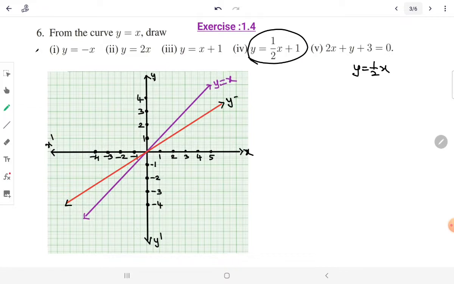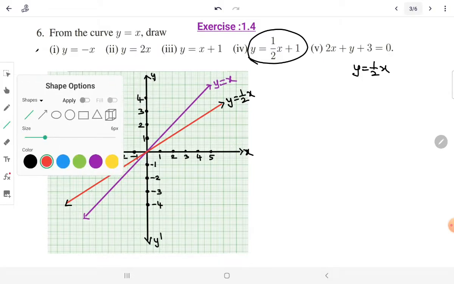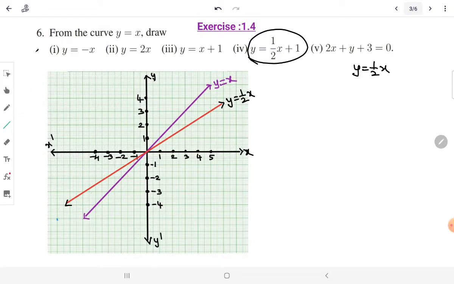So this is nothing but your half x graph. Now to this half x graph they are adding plus 1. So plus 1 means now the same graph will shift. So this is the half x graph, and this half x graph will shift upward by 1 unit. Because of this plus 1, it shifts upward by 1 unit.